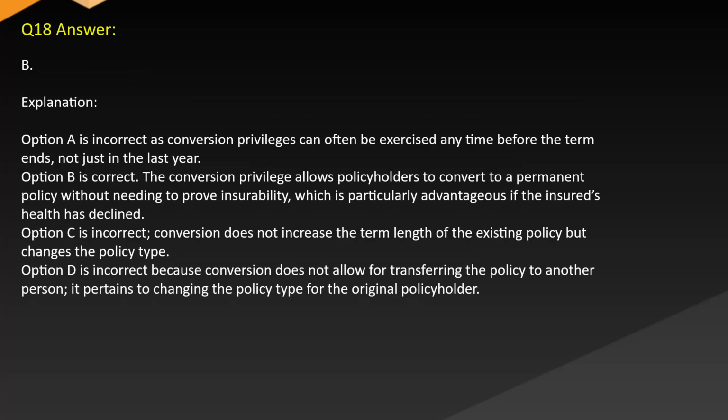Answer B. Explanation. Option A is incorrect, as conversion privileges can often be exercised any time before the term ends, not just in the last year. Option B is correct. The conversion privilege allows policyholders to convert to a permanent policy without needing to prove insurability, which is particularly advantageous if the insured's health has declined. Option C is incorrect. Conversion does not increase the term length of the existing policy but changes the policy type. Option D is incorrect, because conversion does not allow for transferring the policy to another person. It pertains to changing the policy type for the original policyholder.